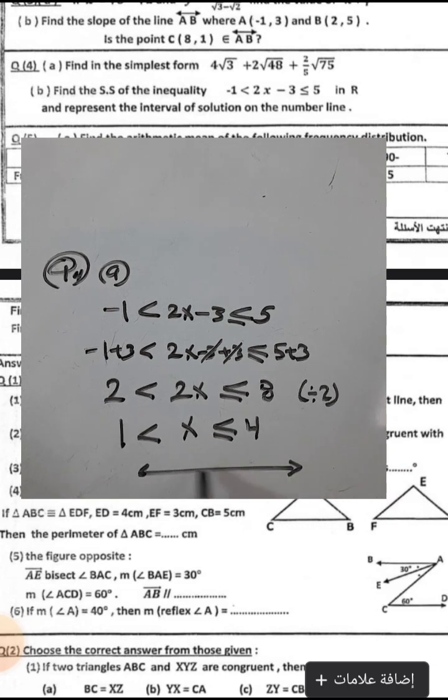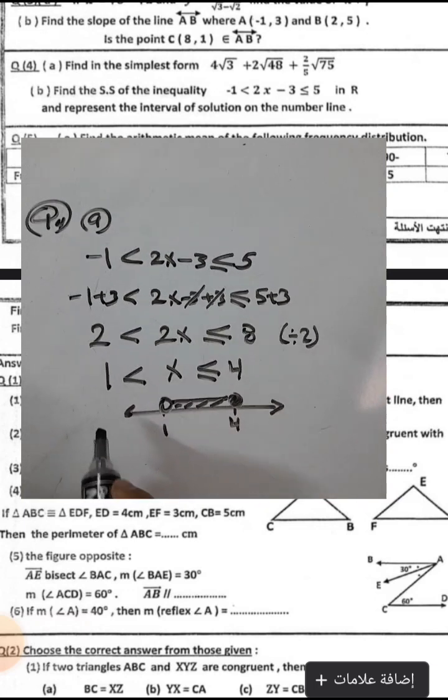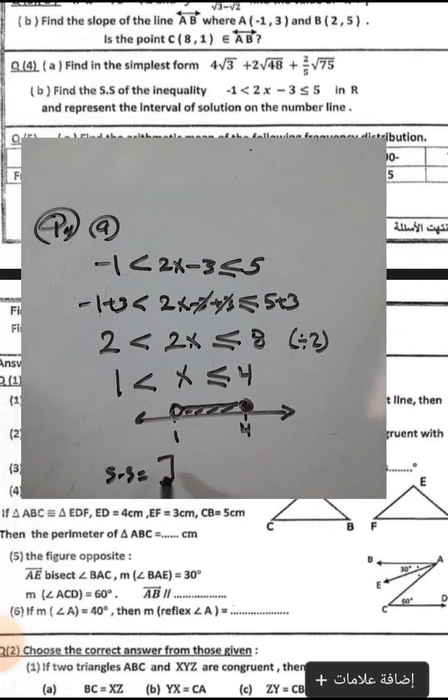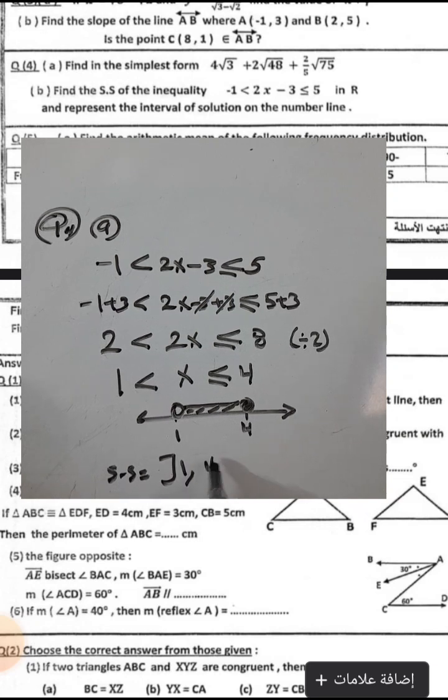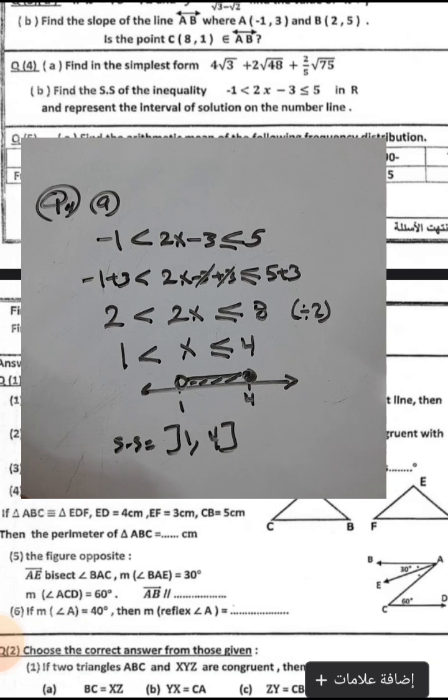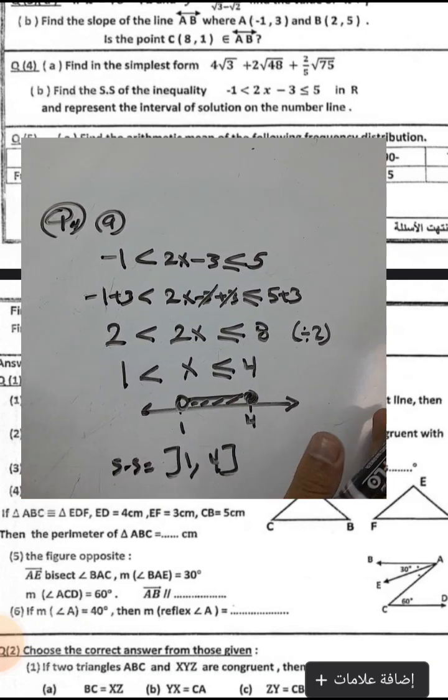And then we can write here 1 and 4, open at 1 and closed at 4. This is the interval. Then the solution set will be 1 open and 4 closed. This is the interval, and you can present it on the number line here. Okay, that is the solution set for this example.